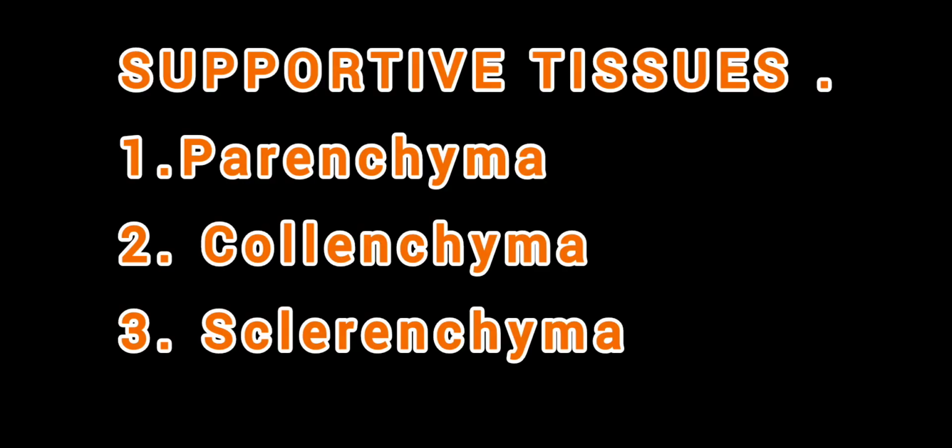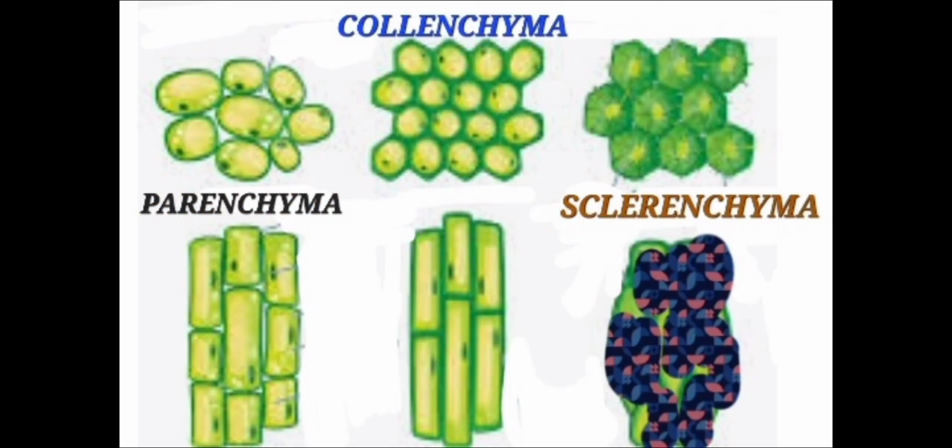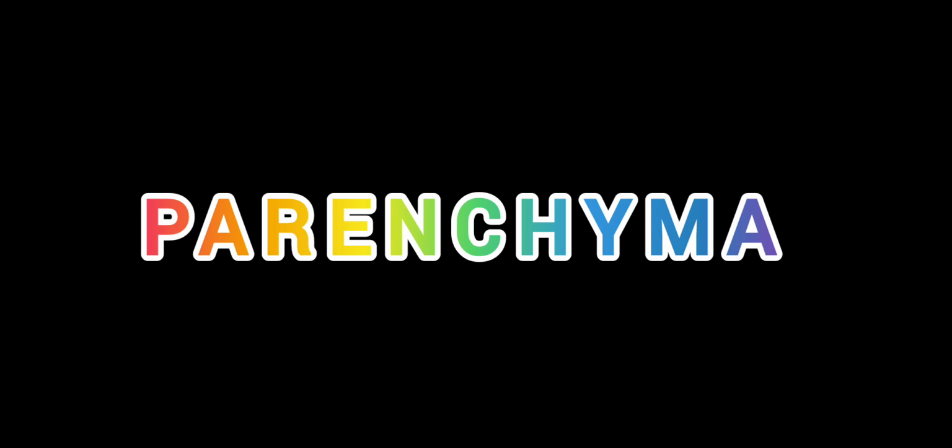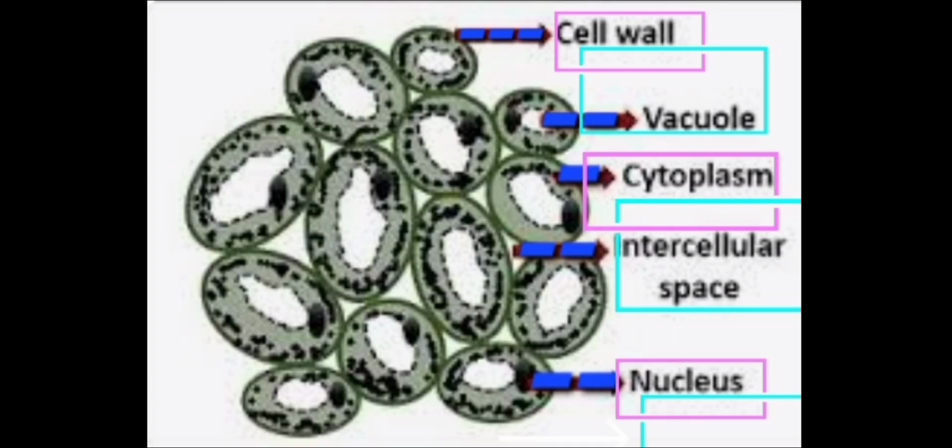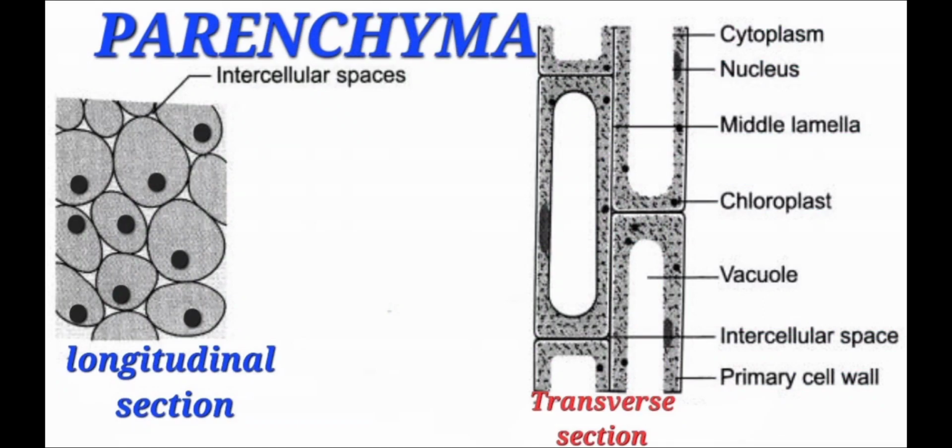Next we come to the supportive tissue, which is otherwise known as the ground tissue. They make up the bulk of the plant body. These provide support to the different plant parts, and they are basically of three different types: parenchyma, collenchyma, and sclerenchyma. Parenchyma comprises living cells with thin walls. They are usually oval, spherical, or cylindrical in shape.